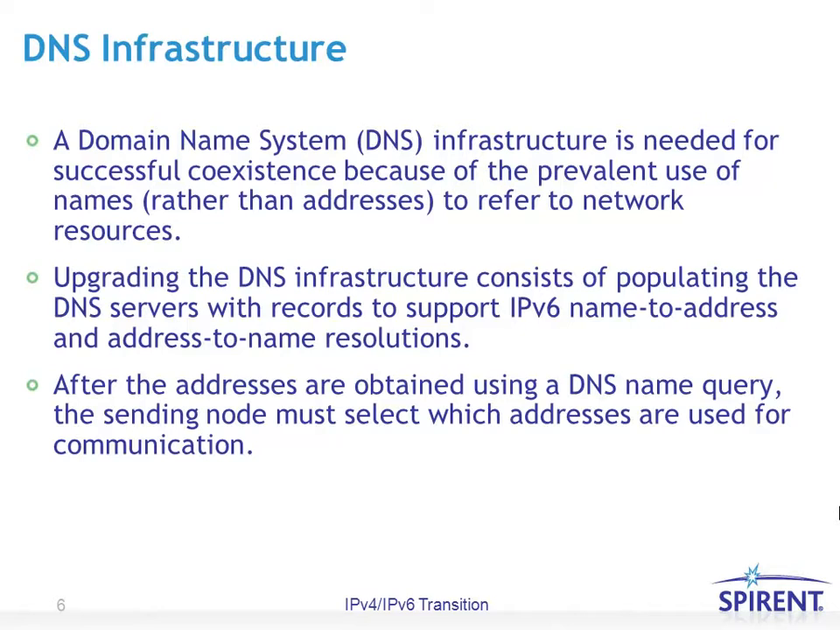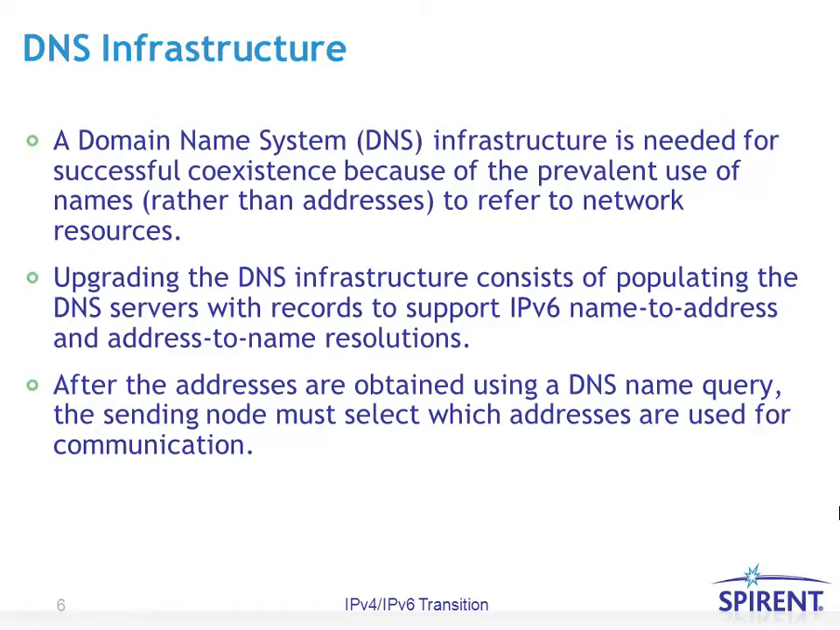The DNS infrastructure is needed for successful coexistence because of the prevalent use of names rather than addresses to refer to network resources. Of course, this is even more true with IPv6 as we discussed in the addressing architecture, where the numbers could actually be 128 bits long.